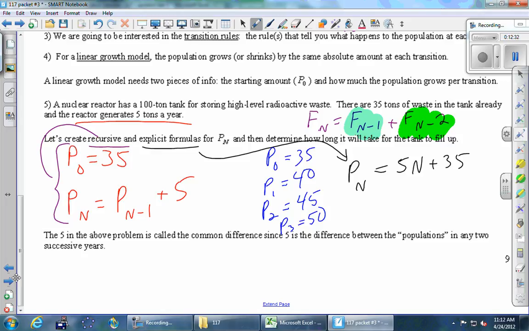And just to verify that, what if we tried plugging in, for example, to find P3 from that equation that's in black? According to this equation, instead of n, what are we putting? Putting 3. So this becomes 5 times 3 plus 35. 15 plus 35 is 50. Was that what P3 was when doing it the long way? Yeah, P3 is 50.